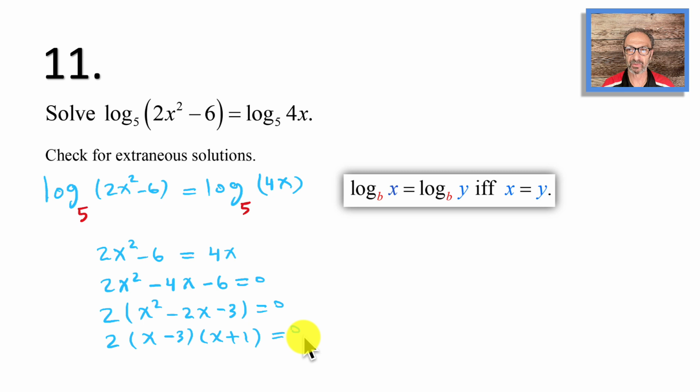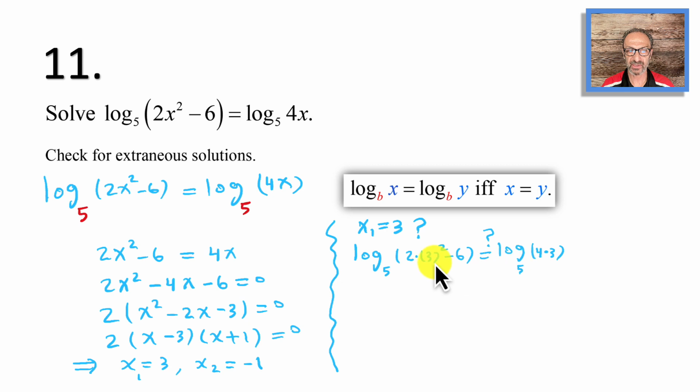Setting this equal to 0, we'll end up with two answers, 3 from this factor, and -1 from this factor. We have two answers, we need to double check. Let's try 3 first. See if 3 works. Plug it in both sides, right here in the original equation. And after simplifying, you get log 12 base 5 equals log 12 base 5, which is fine. So 3 is a valid solution.